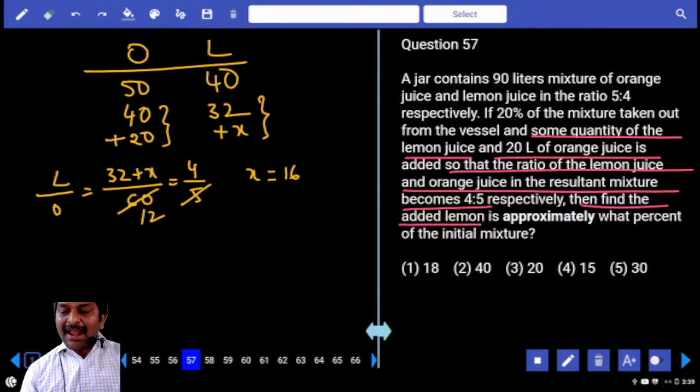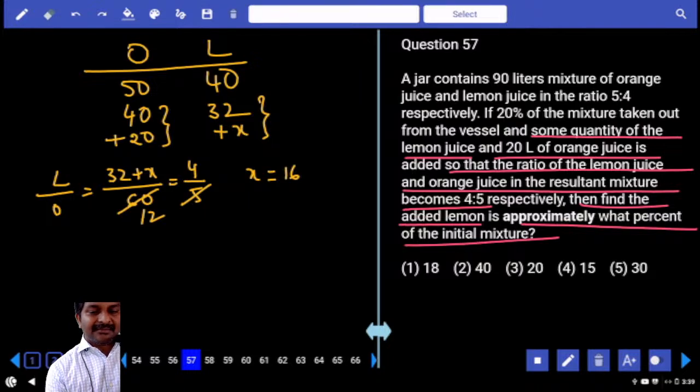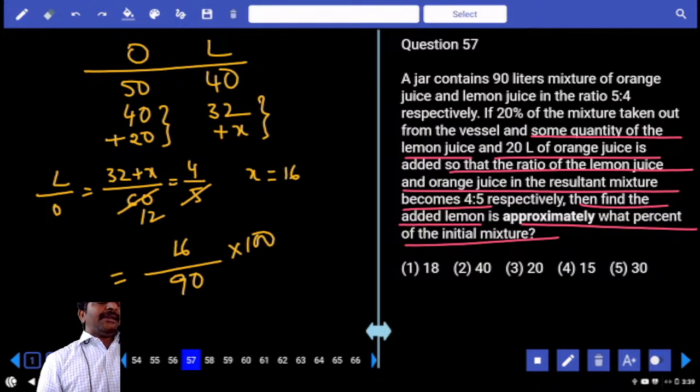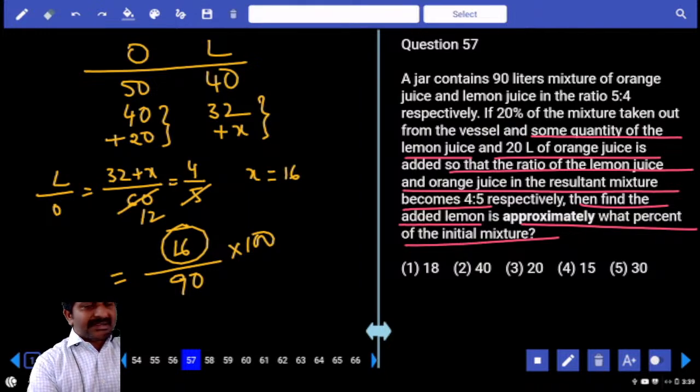Then find the added lemon is approximately what percent of the initial mixture. Added lemon is 16. Initial mixture 90 into 100. What is 20% of the denominator? 18. Our numerator is less than 18, but close to 18. So answer must be less than 20%, but close to 20%. 18 final answer.